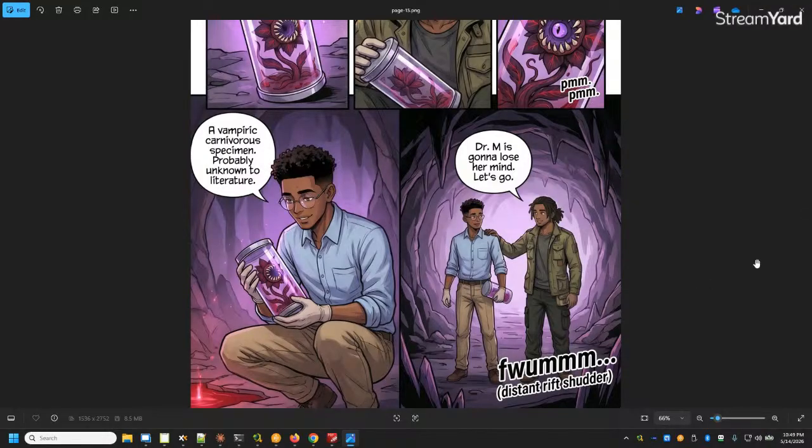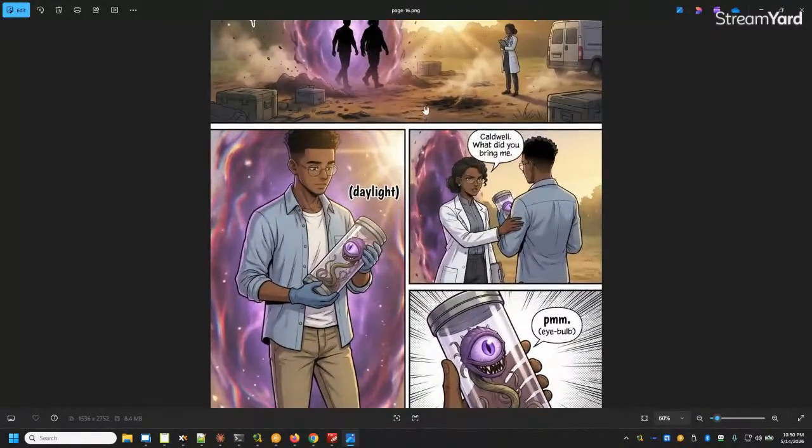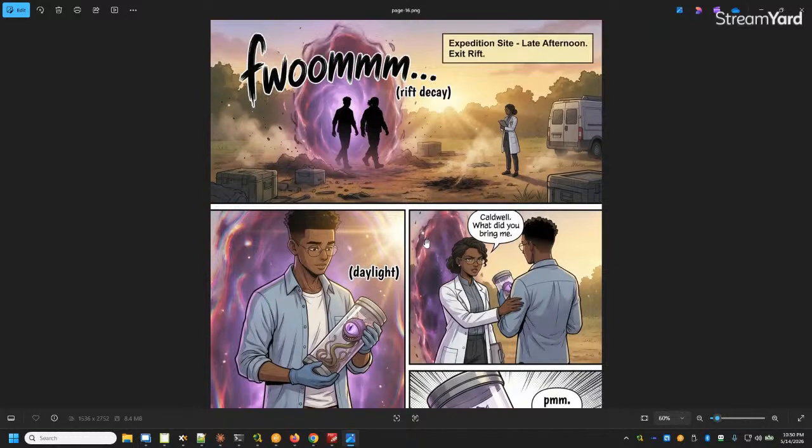Dr. M is going to lose her mind. Let's go. I love this lens flare. Expedition site, late afternoon, exit ref. They are actually walking out. The bots were a little excessive with the sound effects, text.